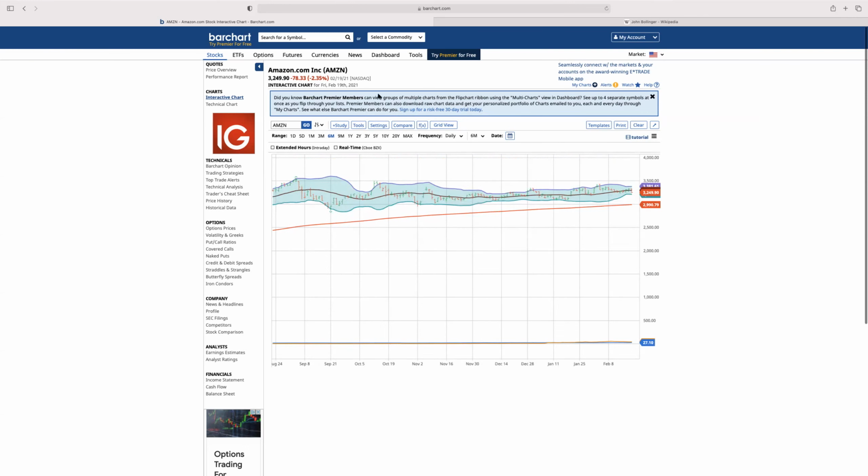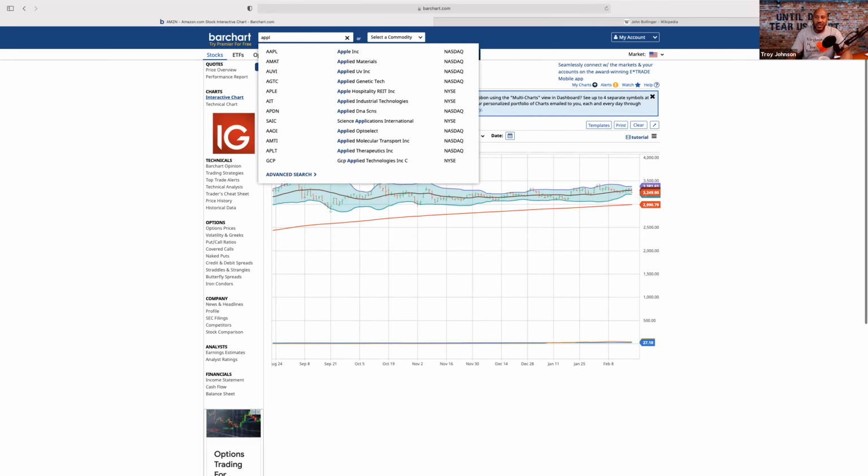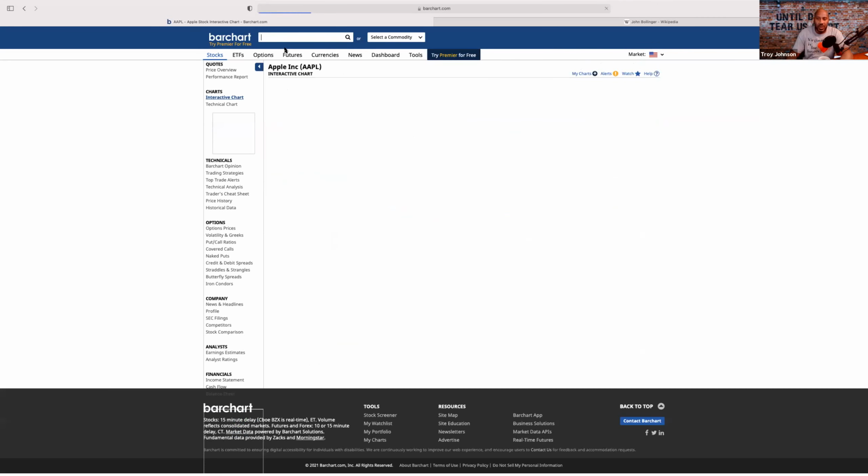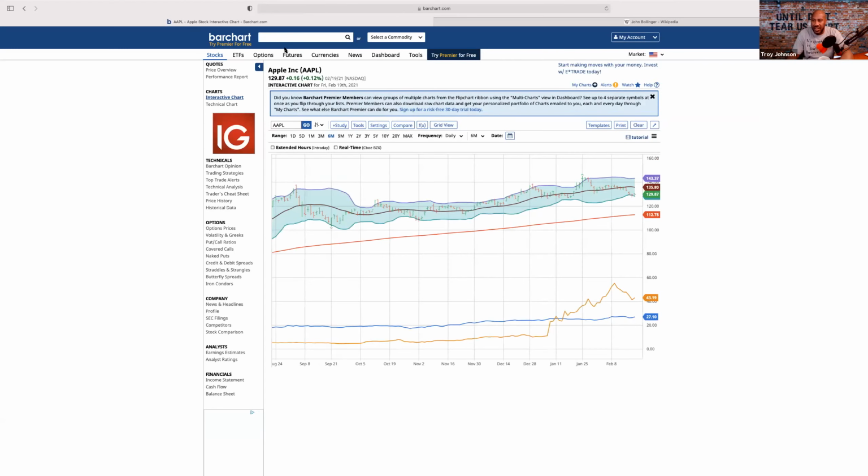Yes. Can I show you proof that it's not just Amazon? Maybe I can show you Apple. Even though it's messy now, you may be able to see it. It may be a messy chart. Okay, here we go. Look at Apple. Here's the 200-day. So it's still going. Here's that 20-day.